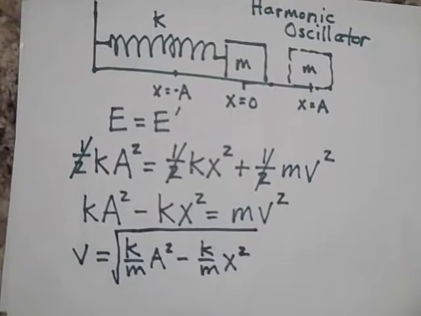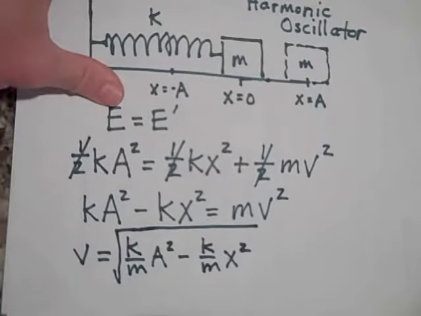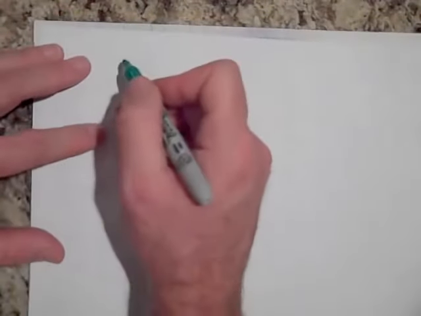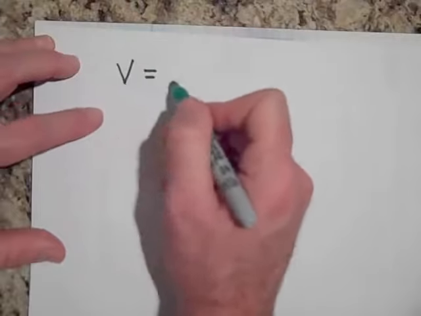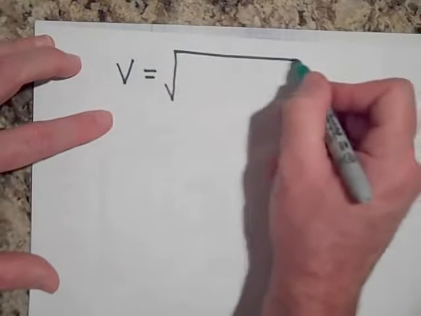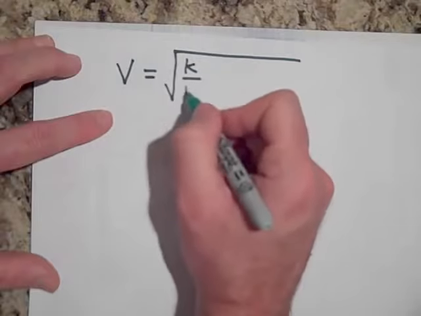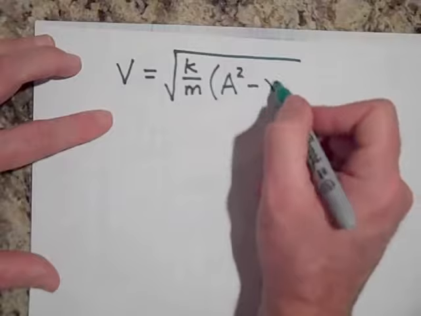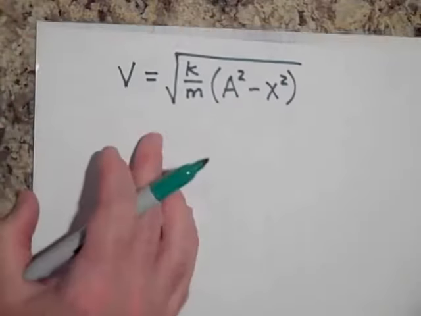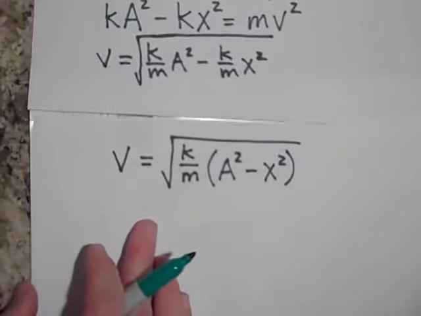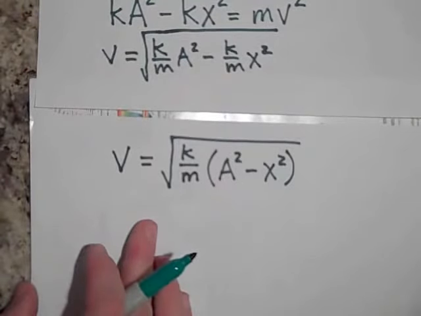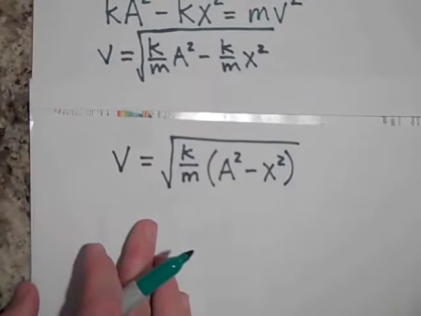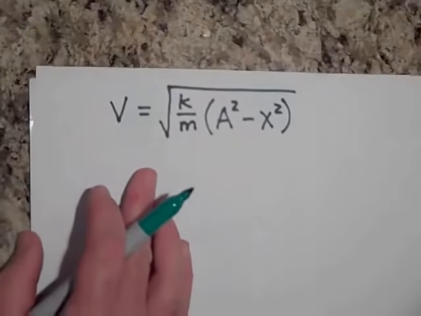Okay, and then let's go one step further and factor out that k over m. So that's going to be v is equal to the square root of k over m times the square root of A squared minus x squared. Let me let you see where that came from. Okay, so let's see how this works.